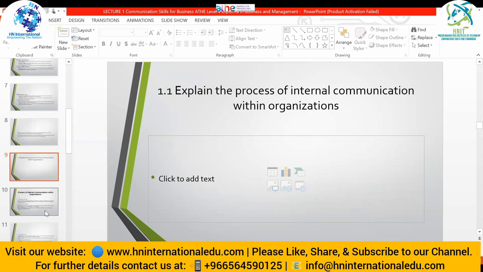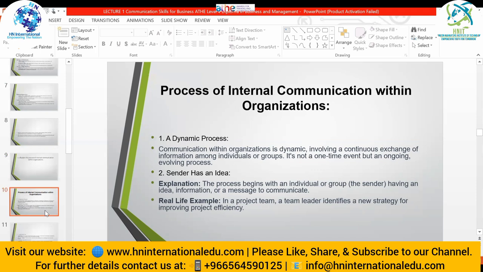Now we will be discussing assessment criteria 1.1. Explain the process of internal communication within the organization. So here the process starts. The first thing is the dynamic process. Communication within the organization is dynamic, that is diverse, involving a continuous exchange of information among individuals or groups. It is not a one-time event, but an ongoing, evolving process. That is, we always urge our community people to be dynamic, to be diverse, because only then can we absorb new things and move on in the industries in the market.